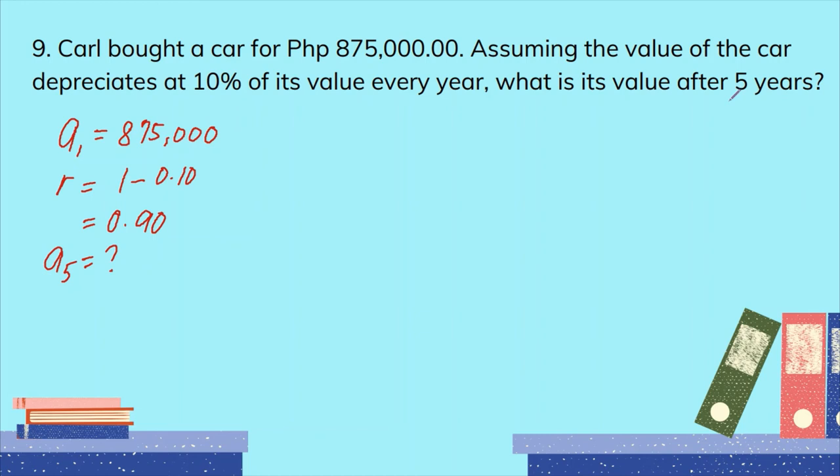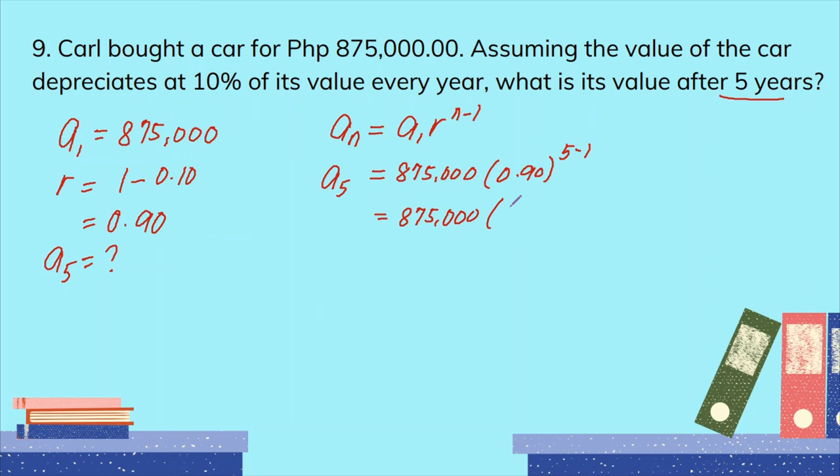So, to solve this, using the formula A sub n is equal to A sub 1 times r to the power of n minus 1. So, A sub n mo is A sub 5. And then, A sub 1 is 875,000 times R, which is 0.9 to the power of n minus 1. So, n mo is 5 minus 1. So, that will be 875,000 times 0.9 to the power of 4.